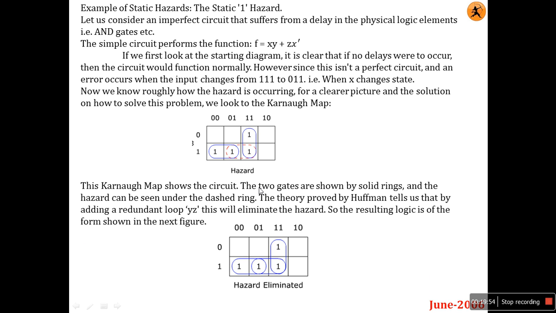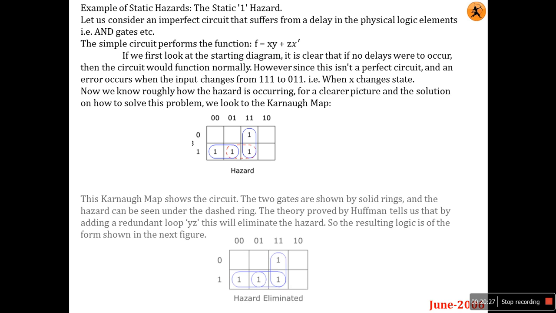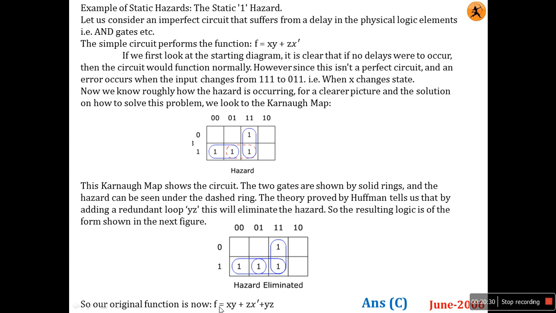The K-map shows the circuit. The two gates are shown by solid rings, and the hazard can be seen under the dashed ring. The theory of Huffman tells us that by adding a redundant loop, YZ, we eliminate the hazard. So the resulting logic of the figure is this one, adding YZ. So the original function is xy plus zx dash plus yz. If you add yz, you can get rid of the static hazard.